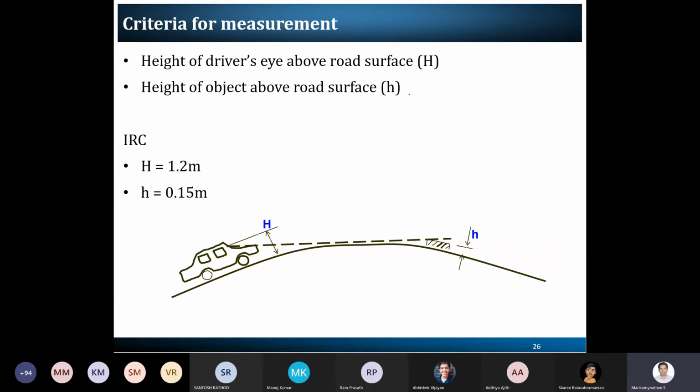So this is an assumption we are having, and these are two criteria. The driver's eye height is 1.2 meter, and the height of the object we are assuming is 0.15 meter. So this is the distance to make the stoppage safely, with respect to the safe stopping sight distance.